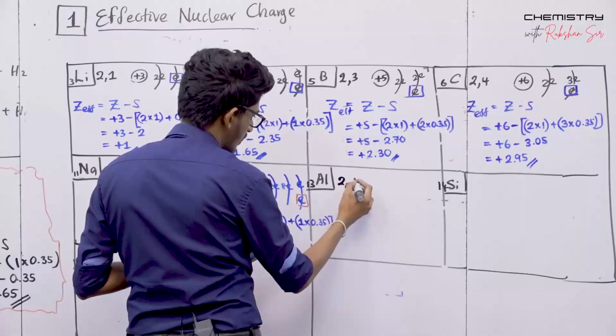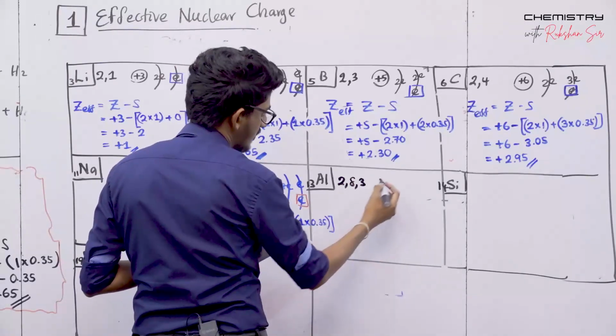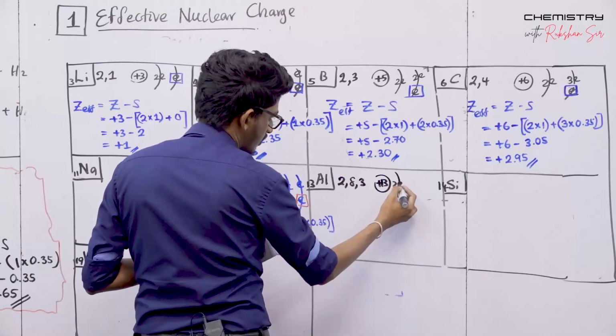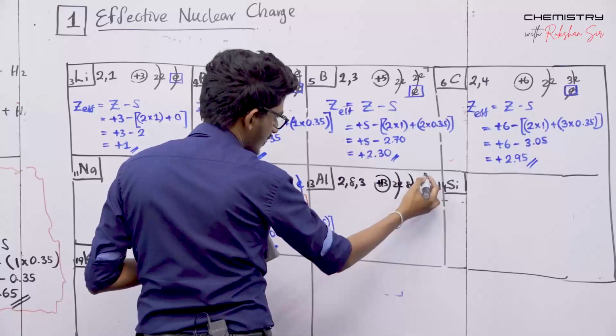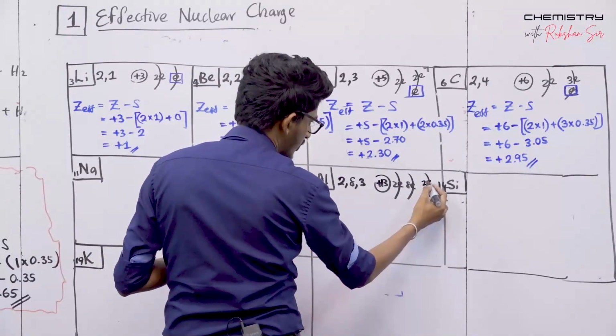Let's continue. This is 2, 8, 3 for 13. So plus 13, with 2 electrons, 8 electrons, and other than the considered electron, you have 2 electrons.